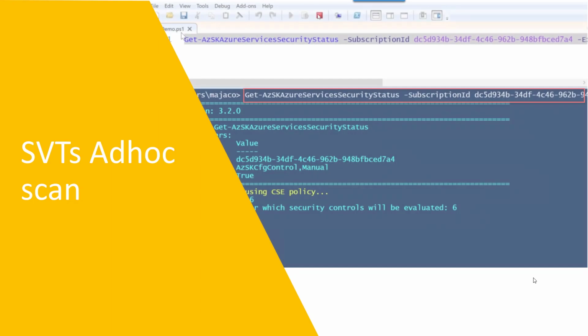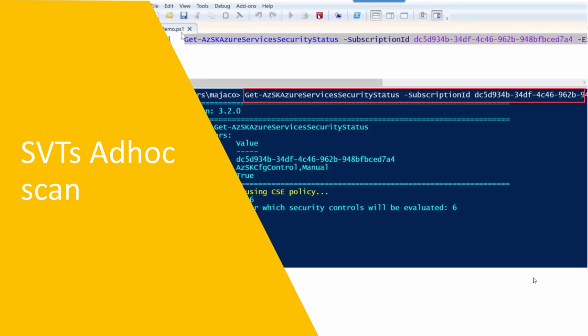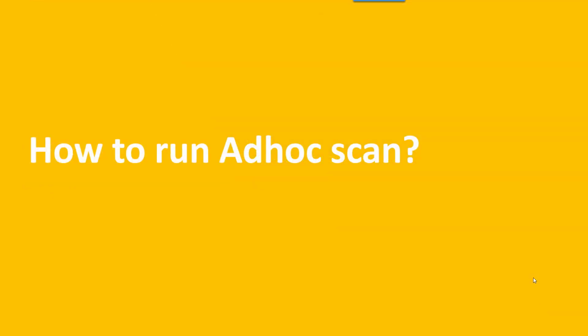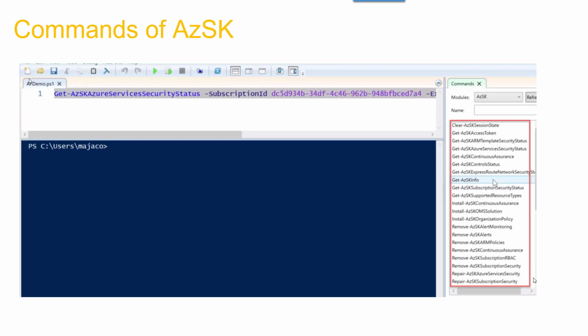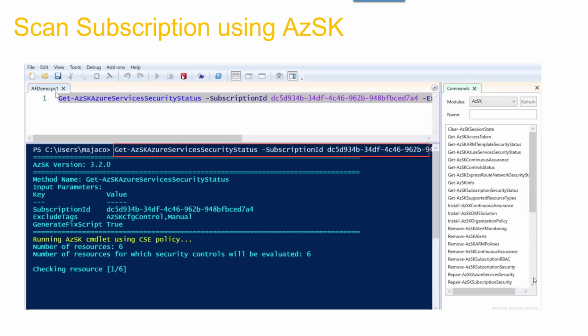Security verification test ad hoc will be run from the command line. To run the ad hoc scan, first we need to install the Azure DevOps Security Kit. Once we install it, we can see all the library or different commands. To run the ad hoc scan, we just need to run Get-AzSKAzureServicesSecurityStatus and give the subscription and the resource group if needed, or scan the whole subscription.